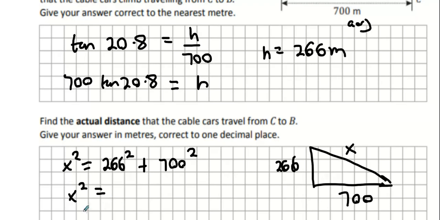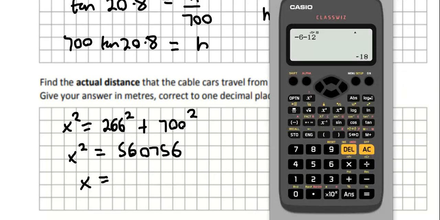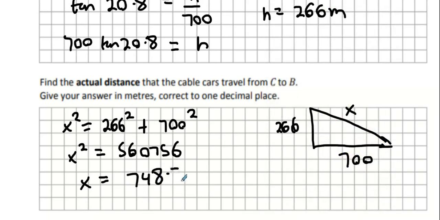And they're both 56,756. Square root it. I'm sorry, you square root it, lads. What's the square root of that number there? 748.8. Anybody got 748.8? Okay. How many people have both of them correct at this stage?